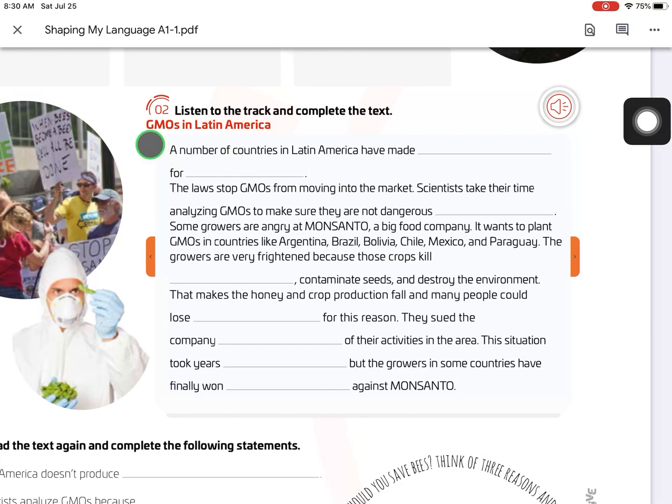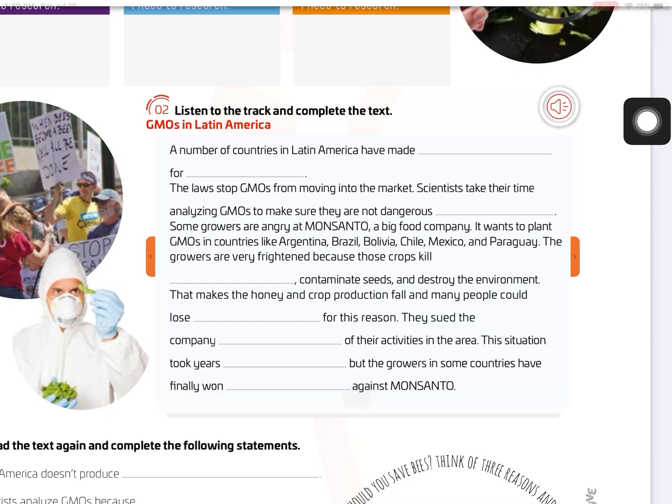Then you are going to listen to an audio file. Remember that all the resources are below the activity that I put in your platform. Okay, so you are going to listen to the following track that is going to be called GMOs in Latin America. Here you are going to listen and complete the sentences according to the words that the audio file mentions. So you listen carefully and you complete each word.